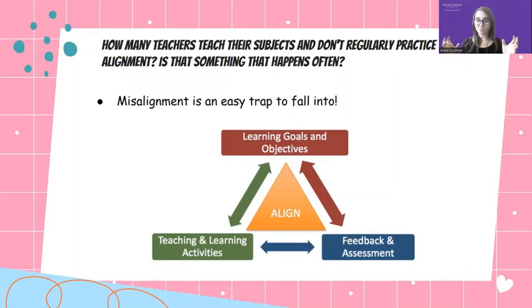You've got your standard and your objective, and then you type in all of this information. What is your hook going to be? How are you going to teach it to them? How are they going to practice? And then at the very, very end, you create your exit ticket or your end of lesson assessment.